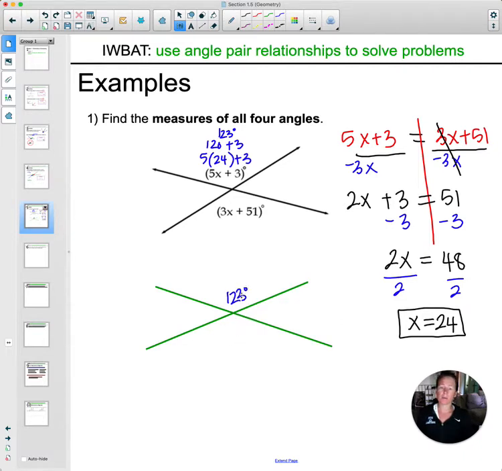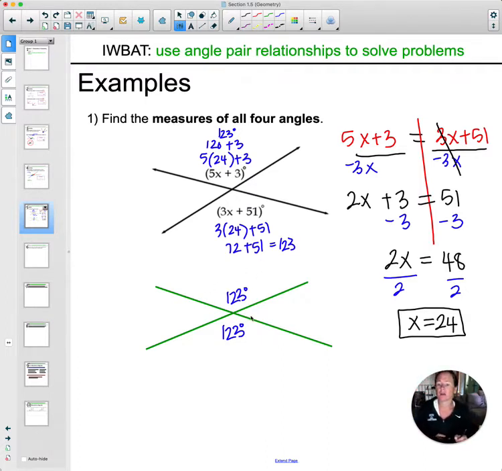Now remember, we know vertical angles are equal, so this one should be 123 as well. I do still like to go ahead and plug the 24 in and just make sure, in case I did something wrong. So 3 times 24 is 72, plus 51 is 123. So we're good. That means we did our algebra correctly.